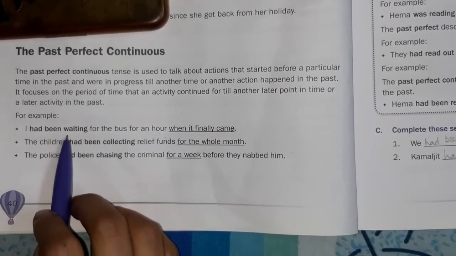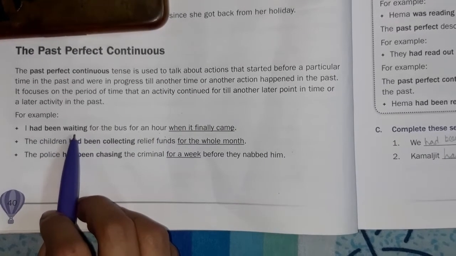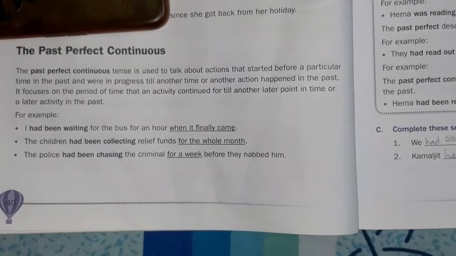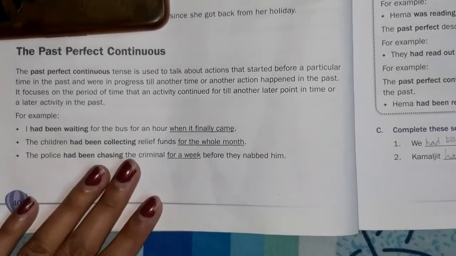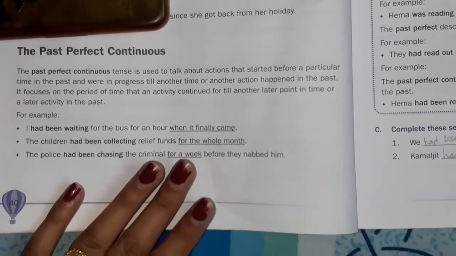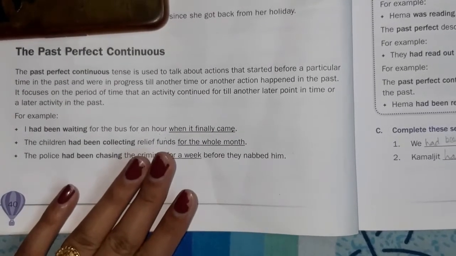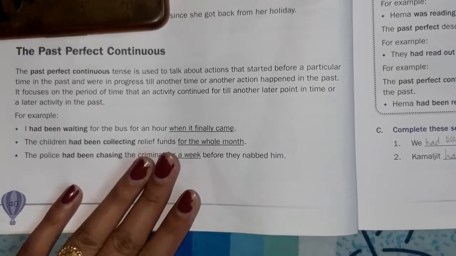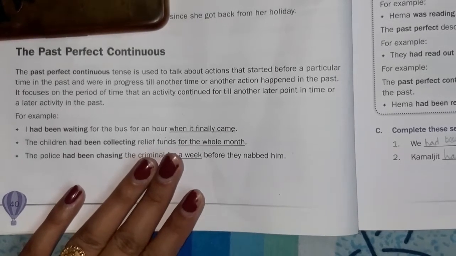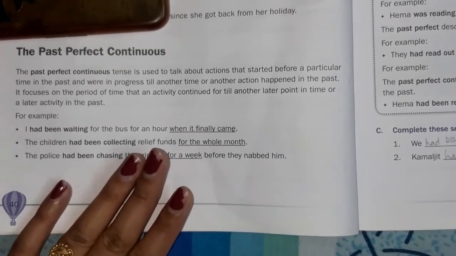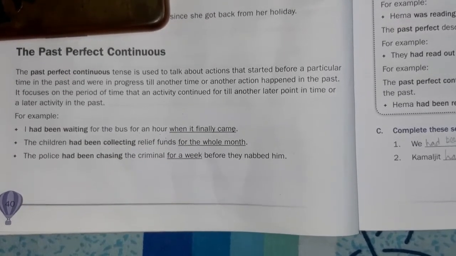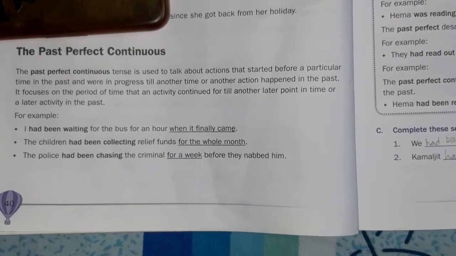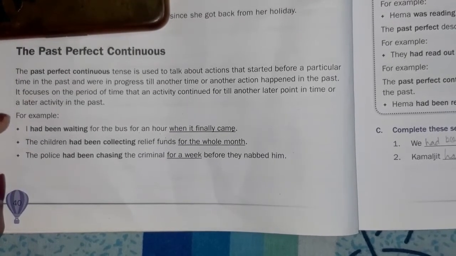Means the boy had been waiting for the bus for an hour. Suppose it is about yesterday, suppose at 6 p.m. the boy was waiting for the bus and he was waiting till suppose 7 p.m. and by 7 p.m. the bus came. So how long he was waiting, that activity continued for 1 hour until the bus came. So as the bus came, obviously he need not wait, right? So that is all about past perfect continuous.